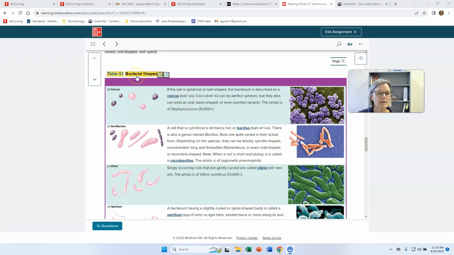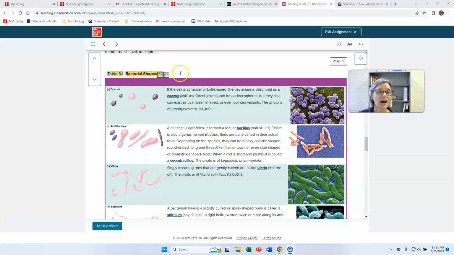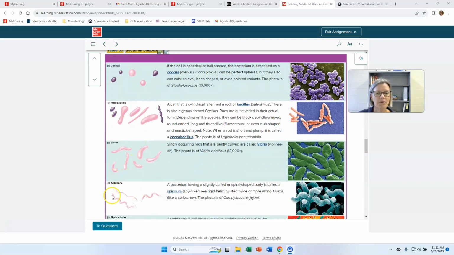So let's look at the 3 major bacterial shapes. And I'm going to give you what I say are 3 shapes. We have a coccus, a bacillus, and then a spiral. Now in this diagram, it also has a vibrio, which you can see are kind of curved. I'm going to group those in with spirals.